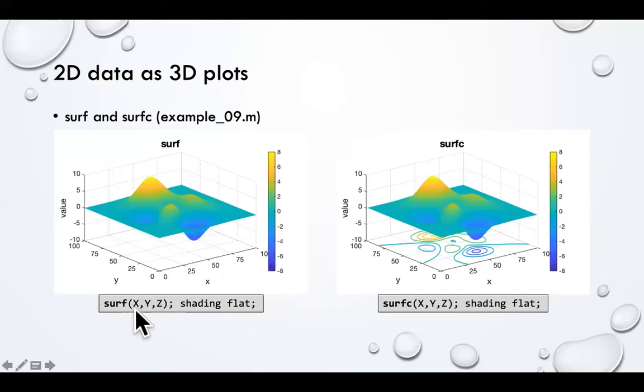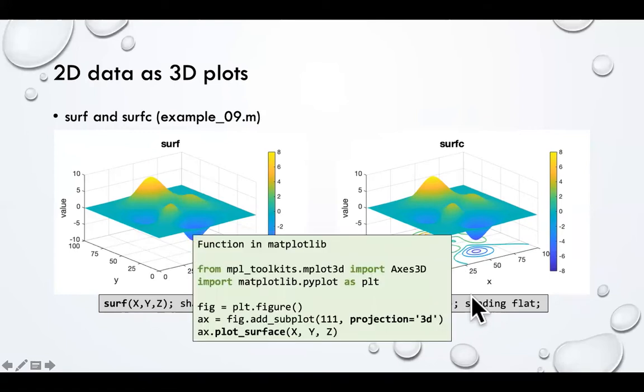Previously, we plotted X and Y, which is the location of the value, and you put the one value Z right over here. The same, please use shading flat, otherwise you will see the grid. And if you want to see the surface and the contour at the same time, you just need to use surfc with X, Y, and Z, the same thing.